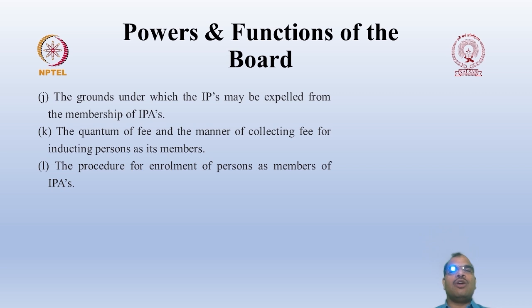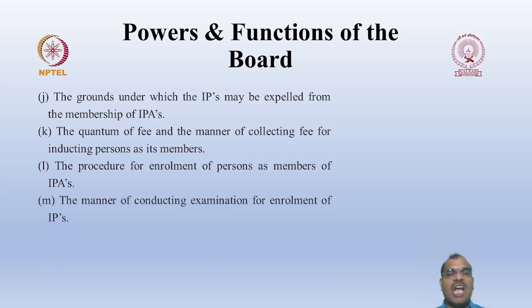Then the procedure for enrollment of a person as a member of an IPA. If somebody wants to enroll as a member of an IPA, then obviously he is expected to qualify certain eligibility criteria. As already discussed, he is expected to have minimum 10 years of experience as a CA, CS, CMA or advocate. Then subsequently he can write the examination. After qualifying the examination, he is expected to undergo training with the IPA. After completing that, he can be registered with the IPA. So this procedure is prescribed by the IBBI.